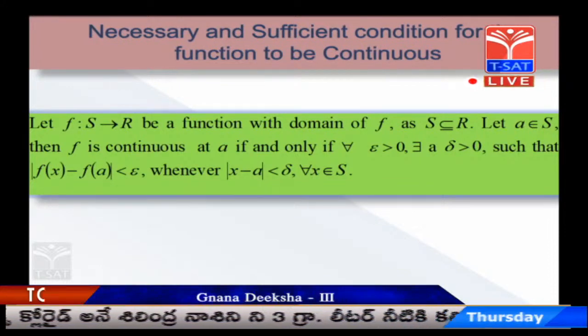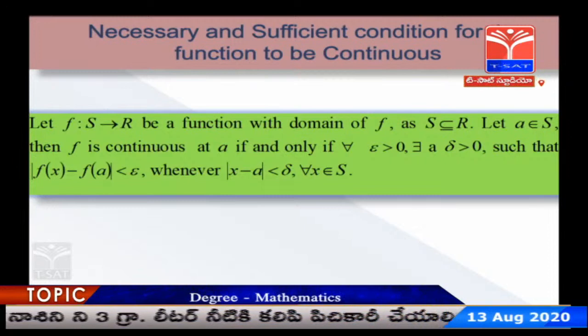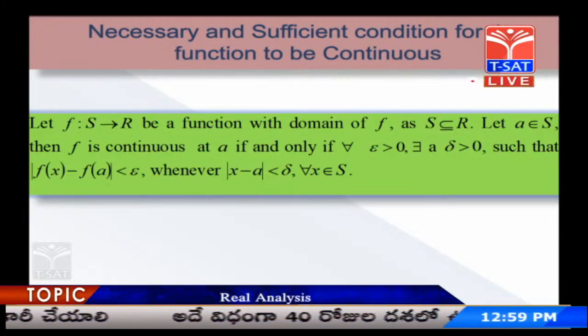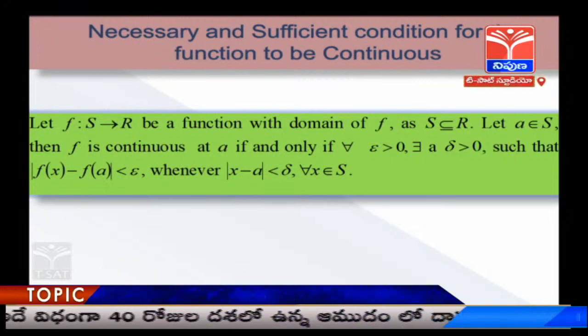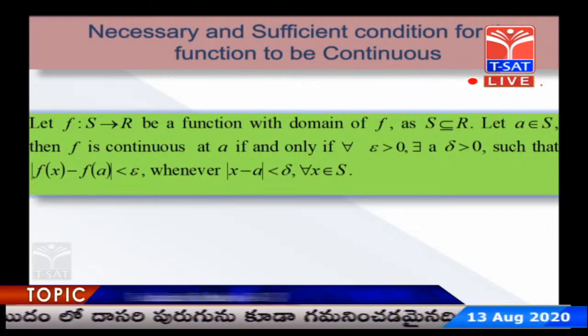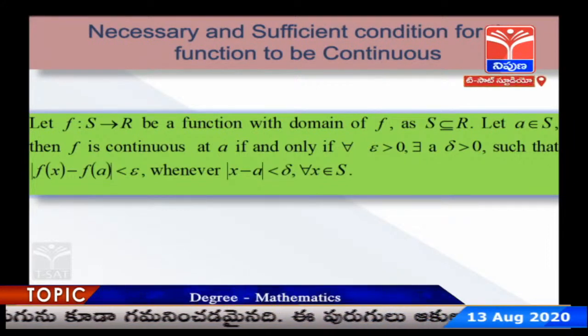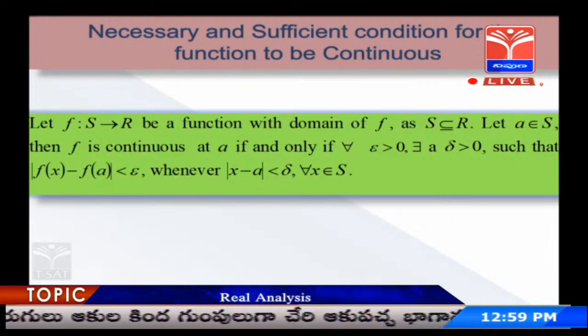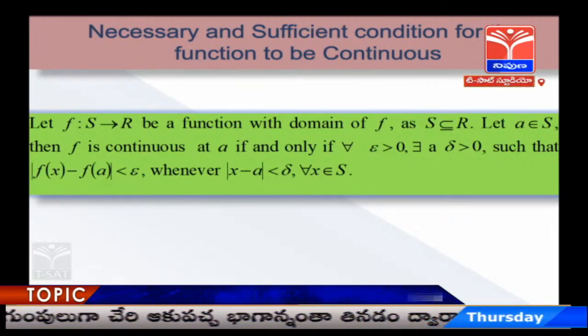So we are taking f maps S to R, and f is said to be continuous at a particular point a if and only if for every epsilon greater than 0 there exists a delta greater than 0 such that modulus of f of x minus f of a is less than epsilon whenever modulus of x minus a is less than delta.